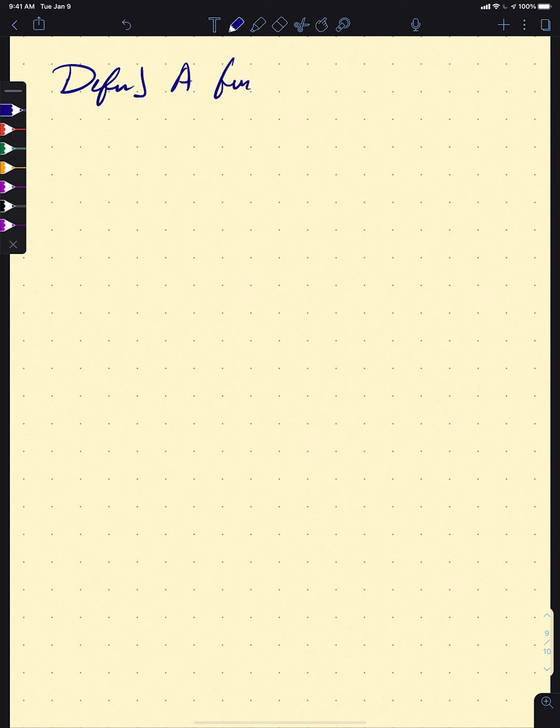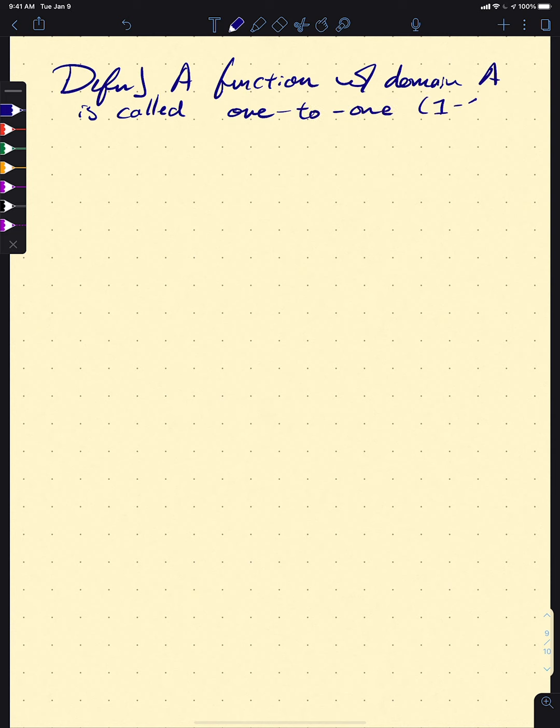So a function with domain A is called one-to-one, right? One, two, one. Sometimes it's just written this way, 1-1. If no two elements share the same image.